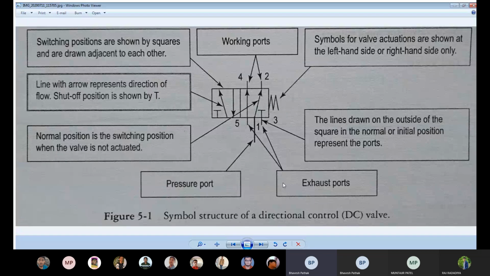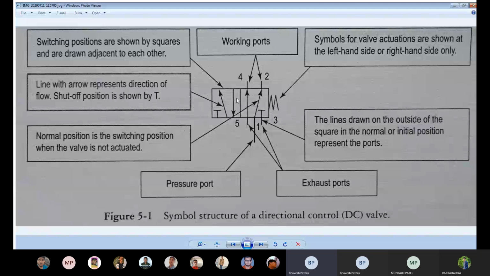So that way, this valve is identified with symbols. Generally, there are two squares here, so it is a two-position valve. One will be the normal position and the other one will be the actuated position. Then here you can see the numbers two and four. It can be only two, it can be two and four, or it can be two, four, and six.